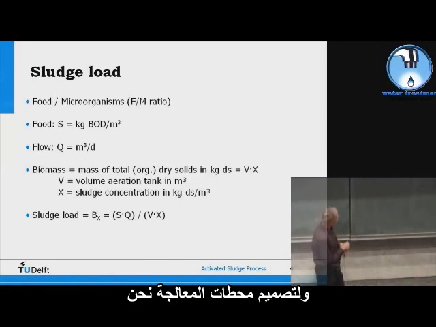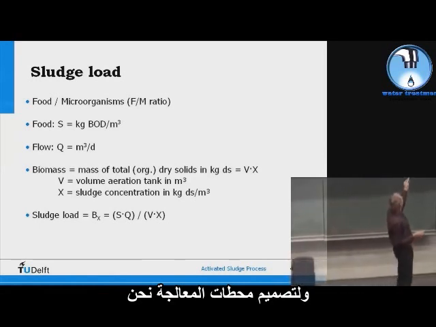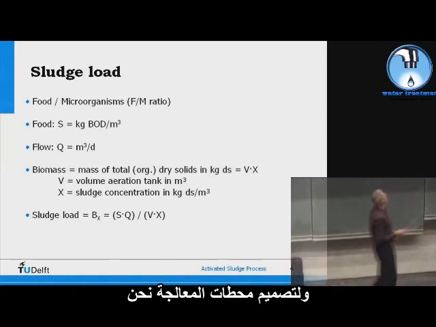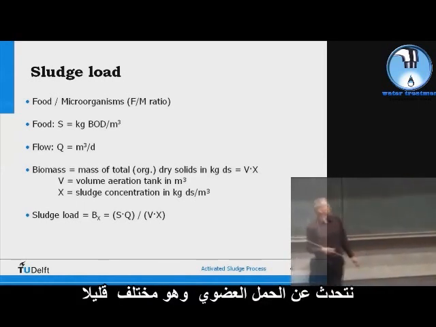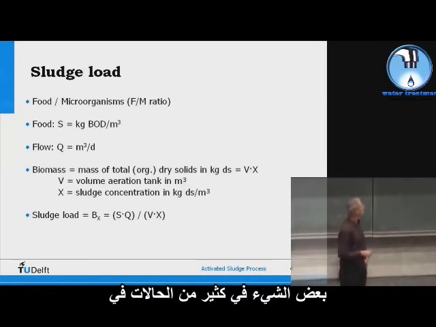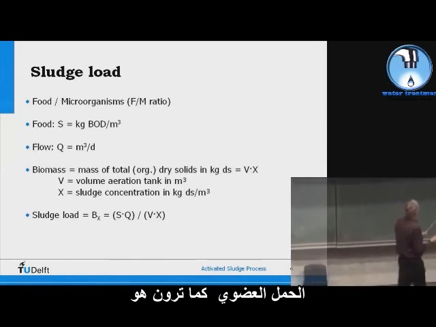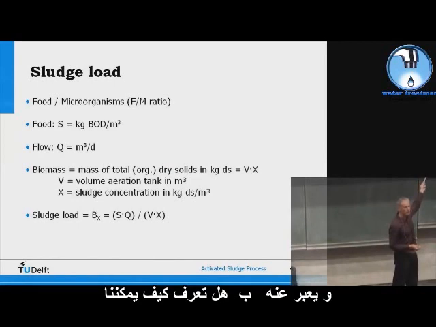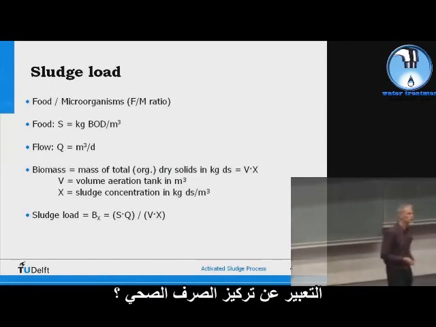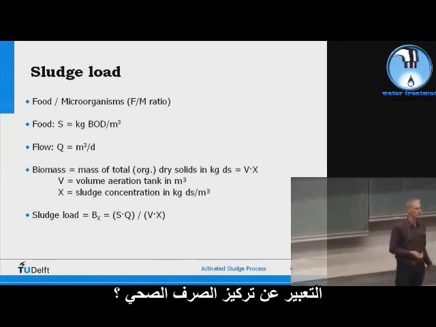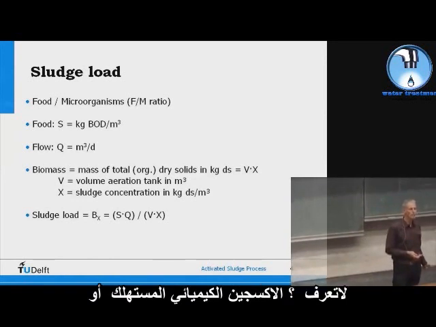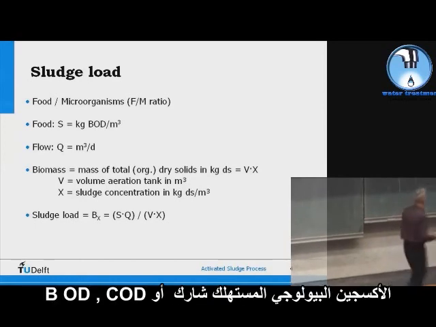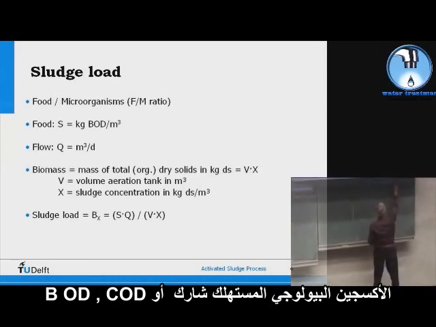And for designing treatment plants, we talk about sludge load, which is a little bit different in many cases. The sludge load, as you can see, is the concentration of the wastewater expressed in, do you know? How do we express the concentration of waste? No idea? Chemical oxygen demand or biological oxygen demand. COD or BOD.